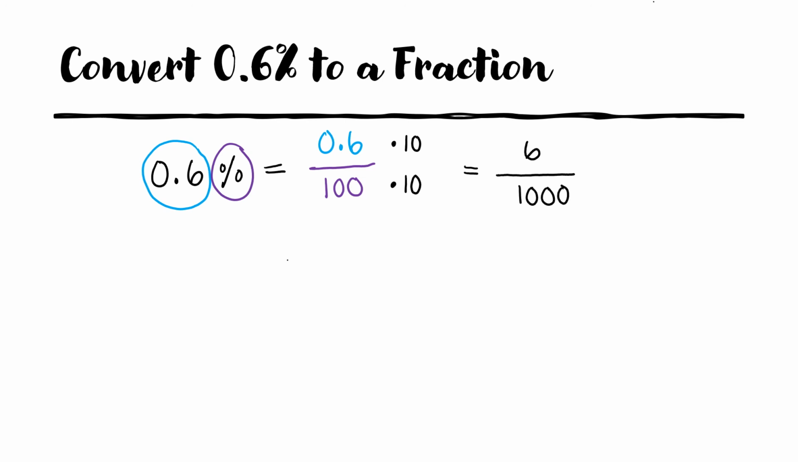And now we just want to simplify this fraction. 6 and 1,000 have a common factor of 2. So we'll divide 6 by 2, and we'll divide 1,000 by 2. 6 divided by 2 gives us 3, and 1,000 divided by 2 gives us 500. So 6/10% is equivalent to 3/500.